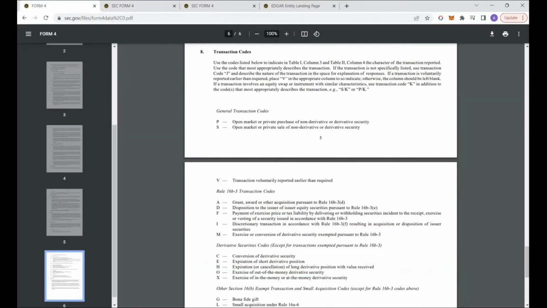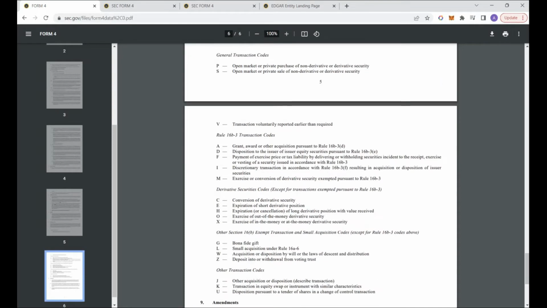So this really handy document from the SEC covers a lot of things you need to know about Form 4, especially the transaction codes. Now, as you can see here, there's a lot of different transaction codes. So I won't go over all of them in the video, but I will go over the most common ones that you'll see out in the wild.